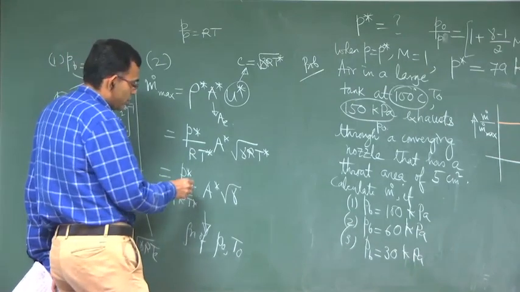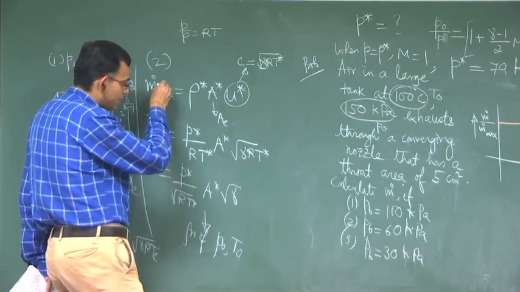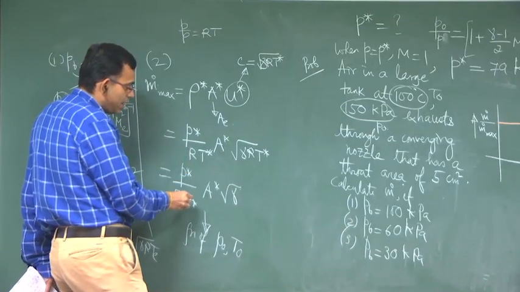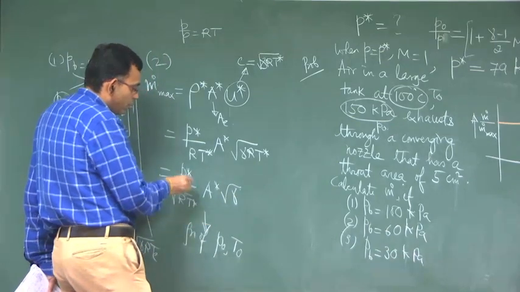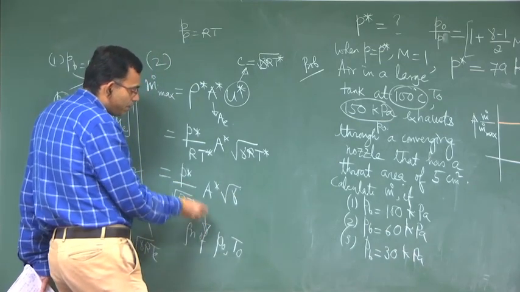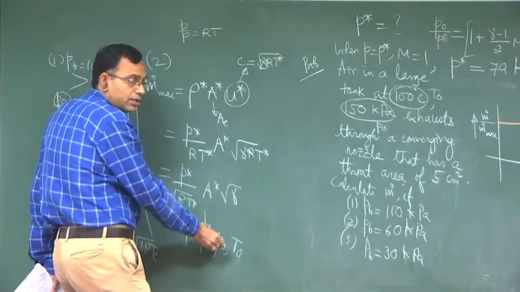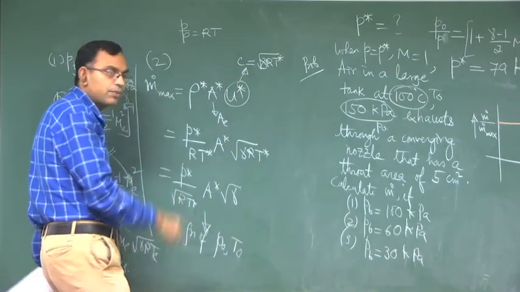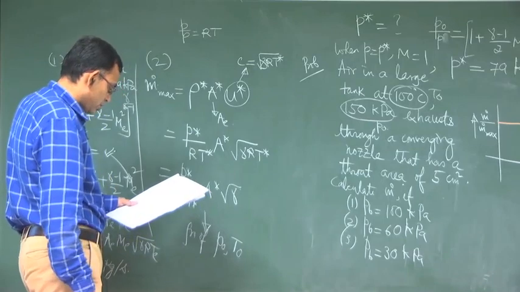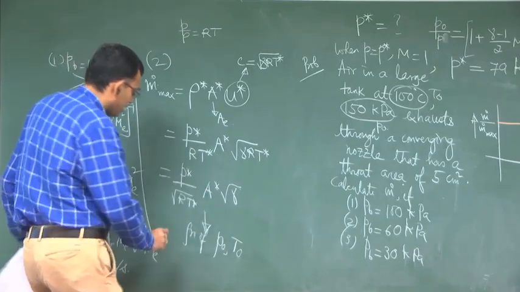So, the maximum mass flow rate is this one, P star by square root of R T star into A star into square root of gamma, where P star is a function of P0 and T star is a function of T0. So, if you put P0 T0 here, you will get the maximum mass flow rate, which is 0.157 kg per second.